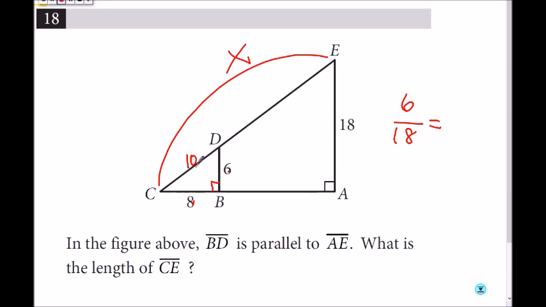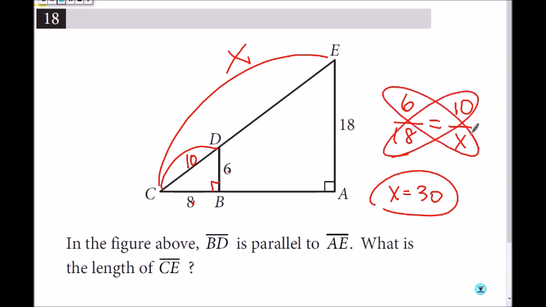So then it is 10 to X. So it is what? It's 1/3. So it's 10 times 3, which is 30. If you don't see that, you can cross multiply. So I get 6x equals 180. Divide by 6 to get 30. X equals 30.